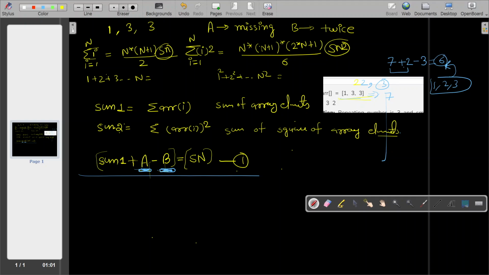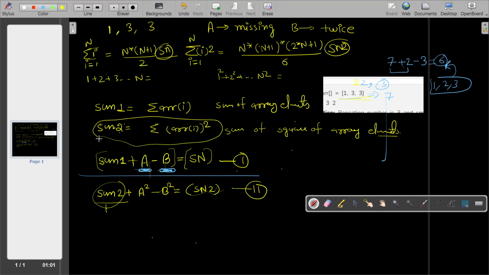Now again, sum 2 plus a square minus b square is equal to Sn2. This is equation number 2. Why is this correct? There are numbers, and this is the square of the numbers that are present in the array, the sum of squares of array elements. A is not there, so we are adding a square, and b is there 2 times.